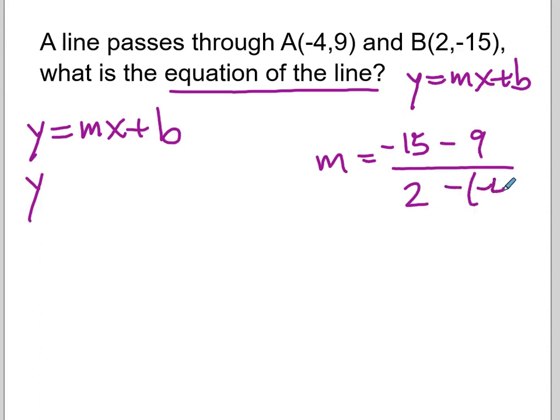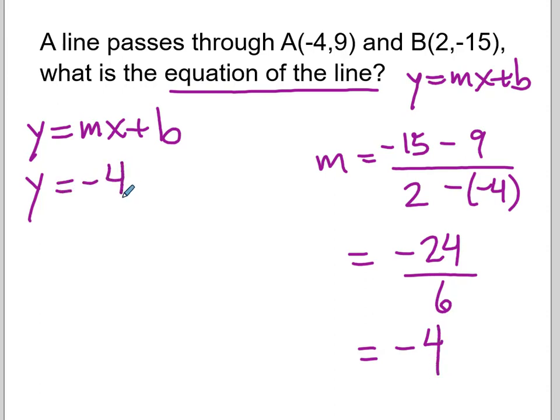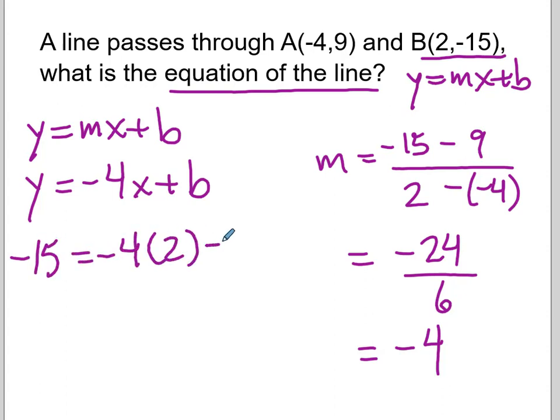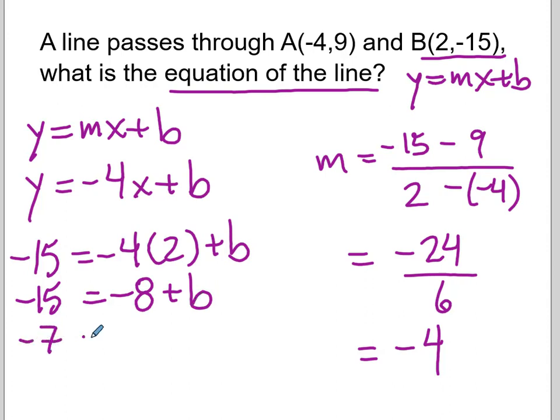-9 minus -4. So -24 over 6. So -4 is my slope. So I substitute in the -4. Now I need to go after the b value, so it doesn't matter. I'm going to choose the second point. So I substitute in the second point. And I solve for b. So I'm going to add 8 to both sides.